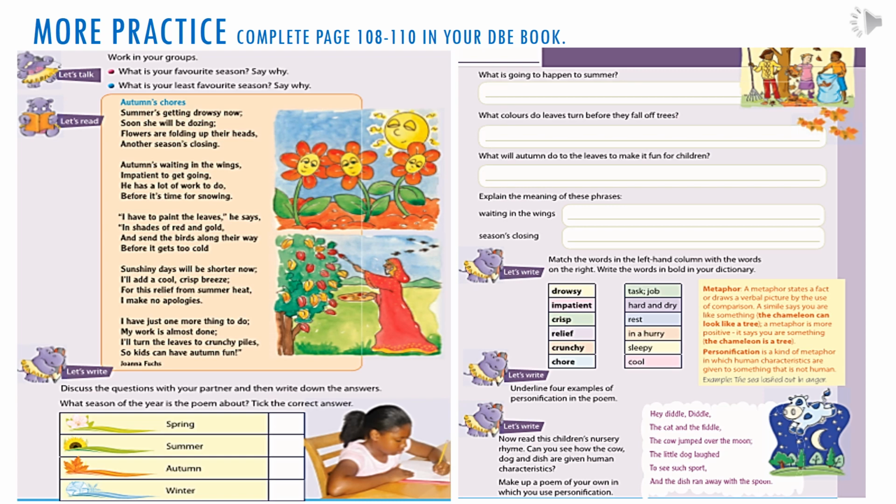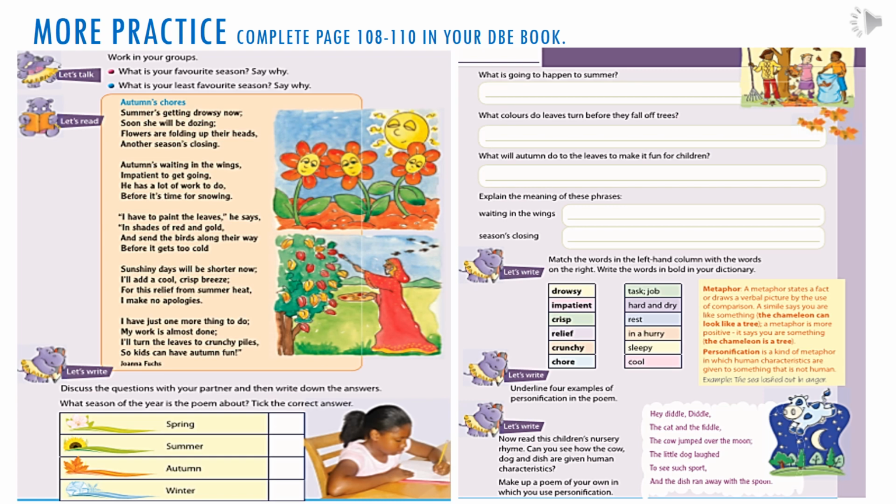It says, Autumn's chores. Summer's getting drowsy now. Soon she will be dozing. Flowers are folding up their heads. Another season's closing. Autumn's waiting in the wings, impatient to get going. He has a lot of work to do before it's time for snowing. I have to paint the leaves, he says, in shades of red and gold, and send the birds along their way before it gets too cold.